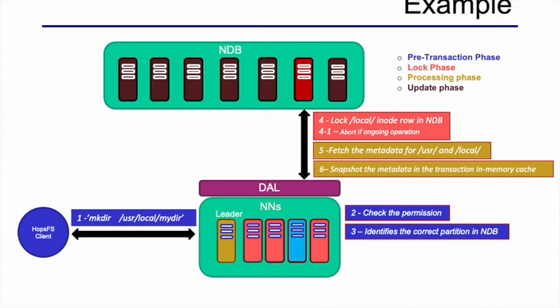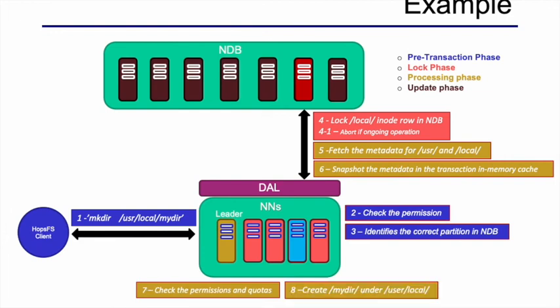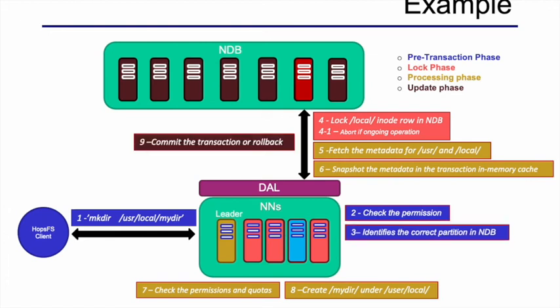This ensures that if a name node fails during the transaction, the consistency of the metadata in the storage layer would not be affected. As a next step, we check if the destination has the right permission and enough room to create a new directory. Then, the inode operation is performed by processing the metadata in the per-transaction cache. Updated and new metadata generated during the operation is sent to the database in batches in the final update phase. Then, the transaction is either committed or rolled back.